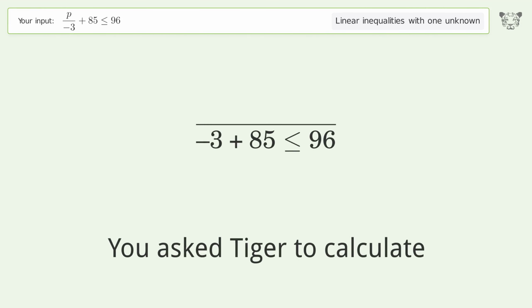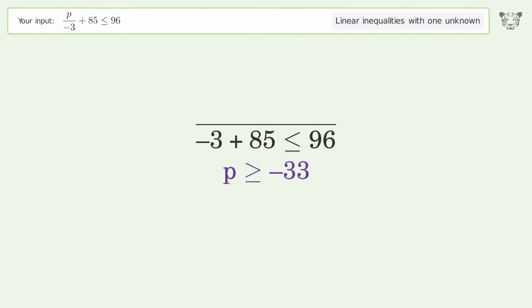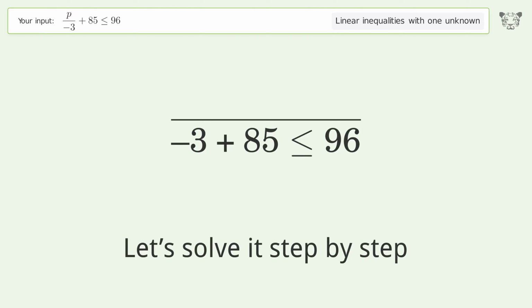You ask Tiger to calculate. This deals with linear inequalities with one unknown. The final result is p equal or greater than -33. Let's solve it step by step.